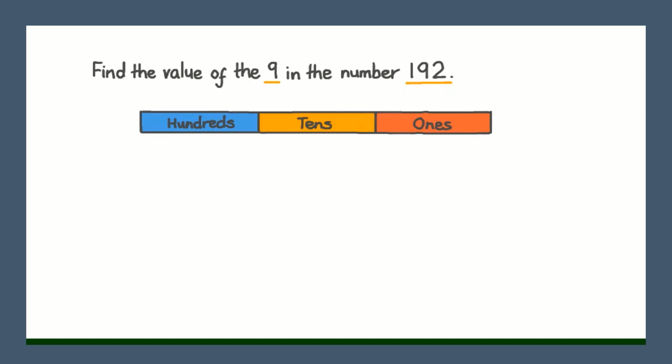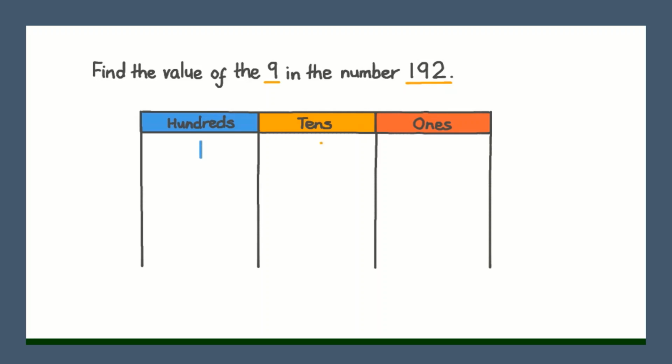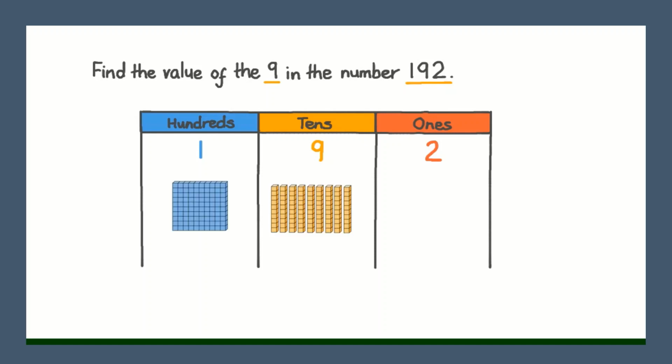But what's its value? Let's use a place value grid to help us. We know that 3-digit numbers are made up of hundreds, tens, and ones. Now our number, which is made up of a 1, a 9, and a 2, has a 1 in the hundreds place, a 9 in the tens place, and the digit 2 in the ones place. We could also use place value equivalents to model this number. 100, 9 tens, and 2 ones. Now if we want to think about the digit 9 in our number, we need to think about the middle column, don't we? The 9 is worth 9 tens.